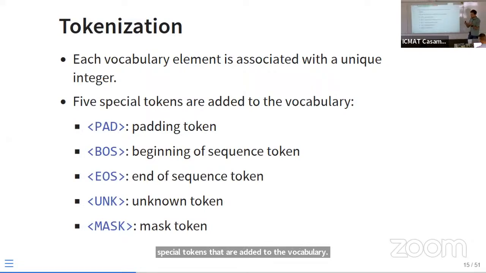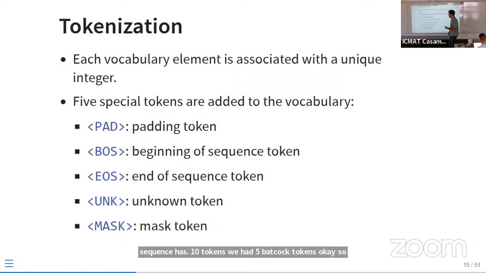But in addition to the words, we add a special token that is called pad. It's called a padding token, which is used to make all the sequences be of the maximum length. So if the maximum length is 15, and our sequence has 10 tokens, we add 5 pad tokens, okay? So every sequence is going to be of the same length.